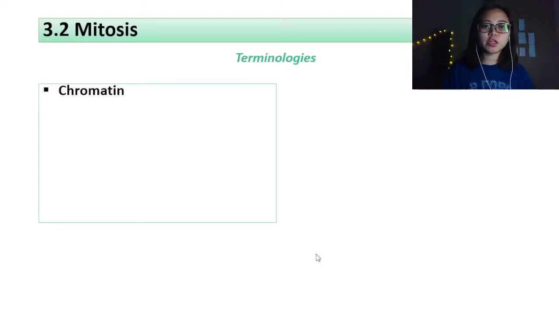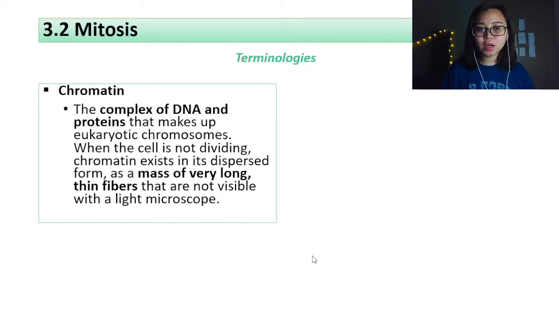Okay, the first terminology is chromatin. Chromatin is the complex of DNA and protein that makes up eukaryotic chromosomes. When the cell is not dividing, chromatin exists in its dispersed form as a mass of very long, thin fibers that are not visible with a light microscope.